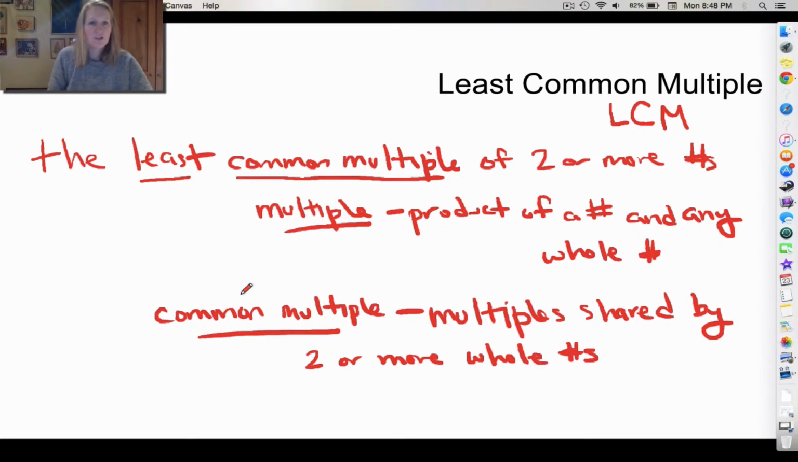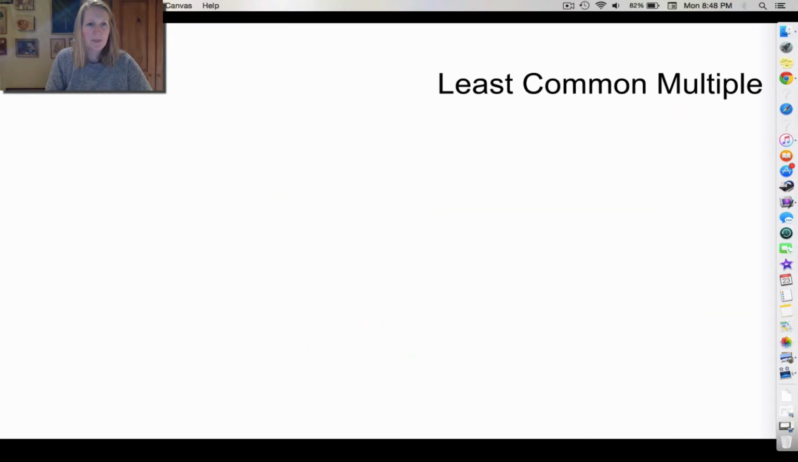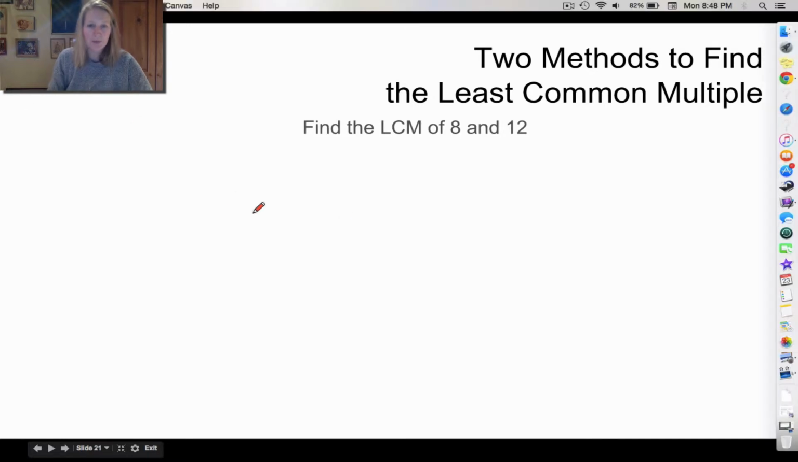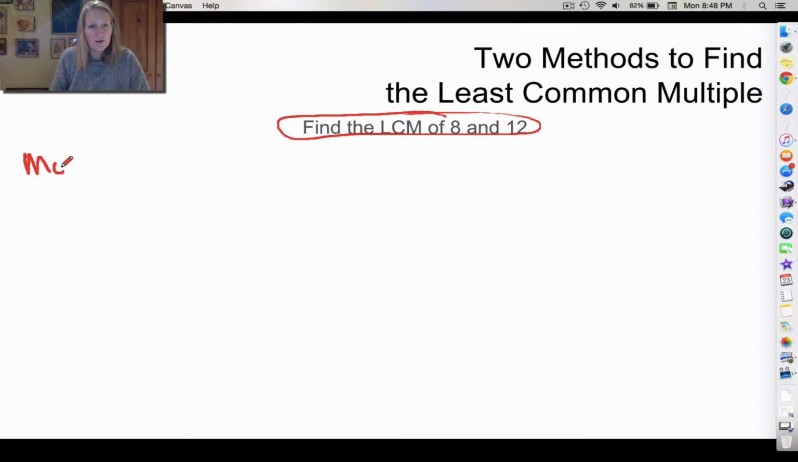Okay, so let's do some examples so it can be super clear for us. The definitions may not be good, but these examples will be great. There are really 2 methods that we can do this. The big question is to find the least common multiple between 8 and 12. So method 1 is to list the multiples.